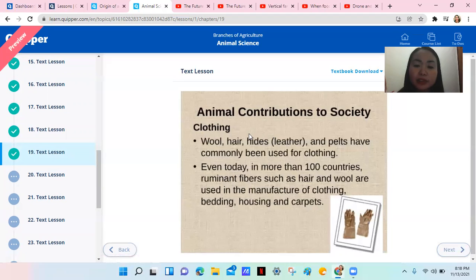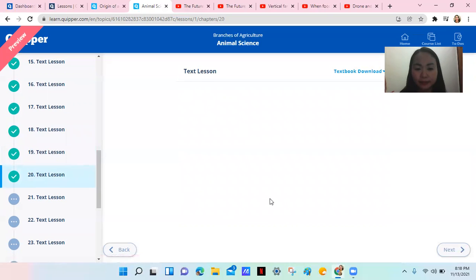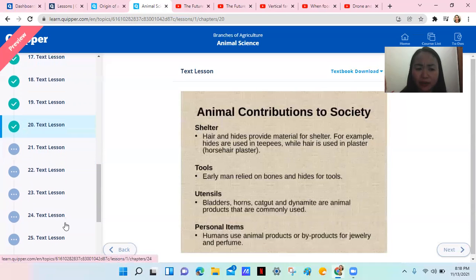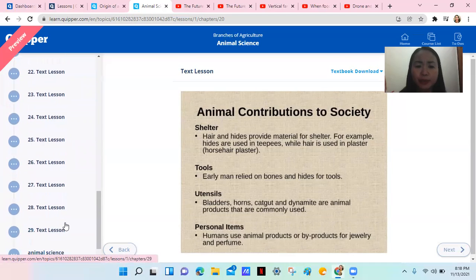So animal contribution to society in terms of clothing includes wool, hair, hides or the leather, and pelts, which have commonly been used for clothing. Even today, more than 100 countries use ruminant fibers such as hair and wool for the manufacture of clothing, bedding, housing, and carpets. So we are really making use of our animal products.